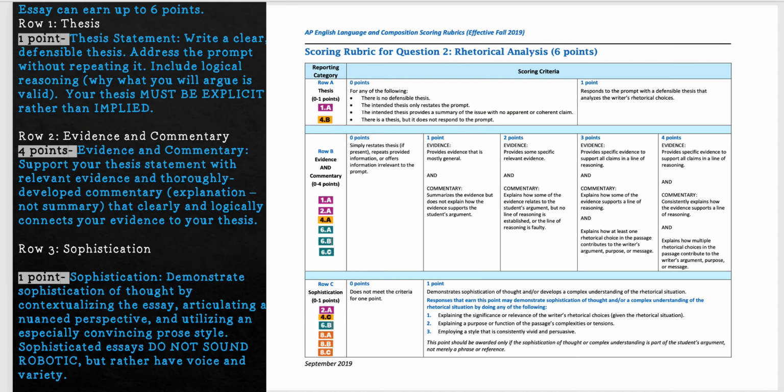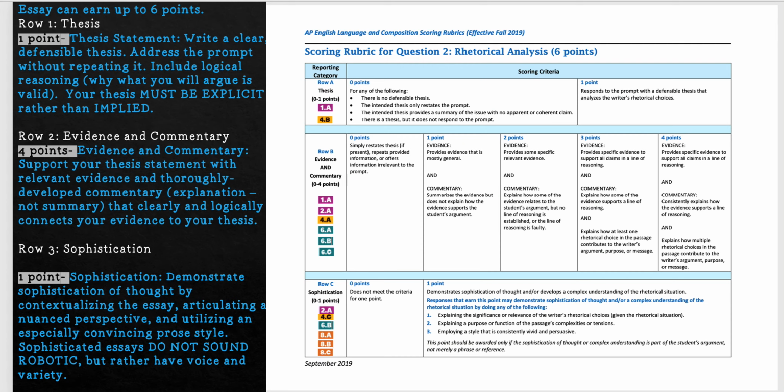Row 2 asks you to provide evidence and commentary. So let's look at the 4-point row. The 4 points is asking the writer of the essay to provide specific evidence to support all claims in a line of reasoning, and commentary that consistently explains how the evidence supports a line of reasoning and explains how multiple rhetorical choices in the passage contribute to the writer's argument, purpose, or message. Okay, so that's pretty loaded. So let's take it from the top.